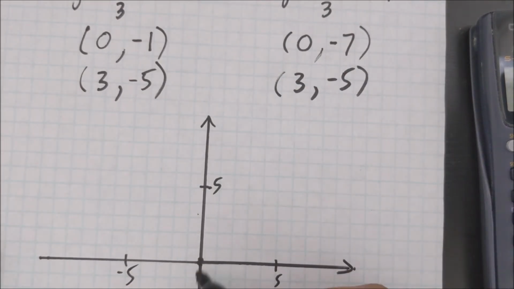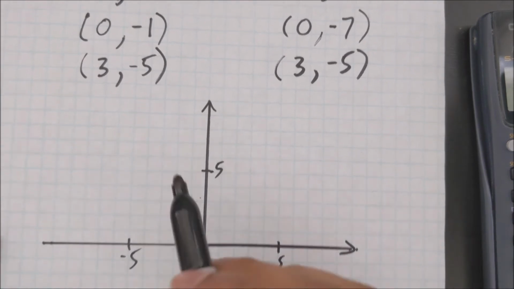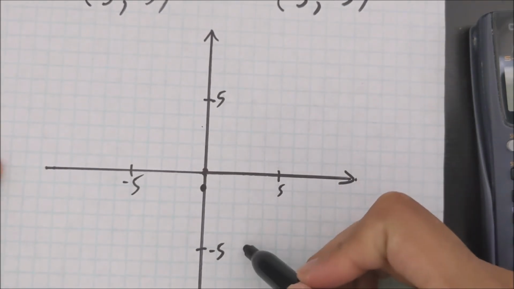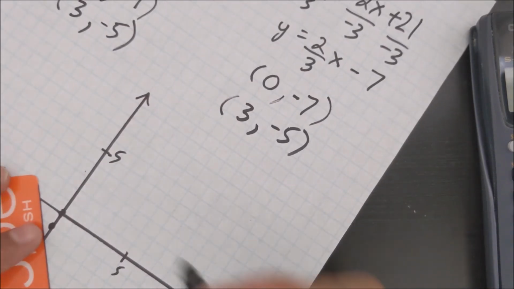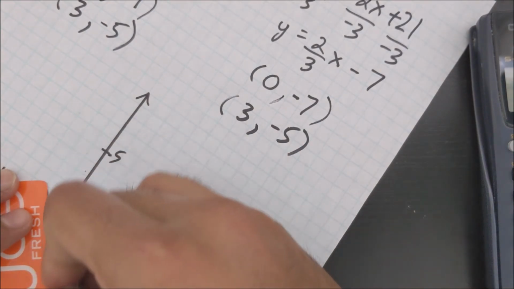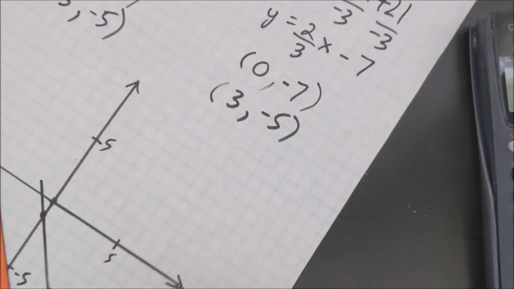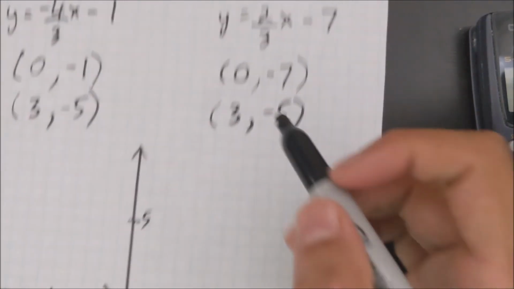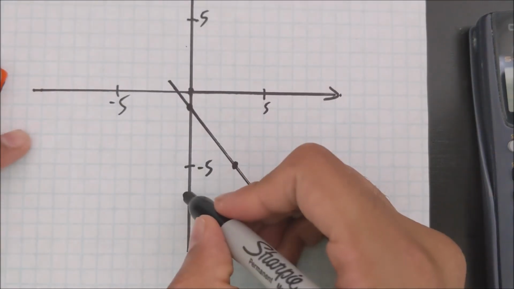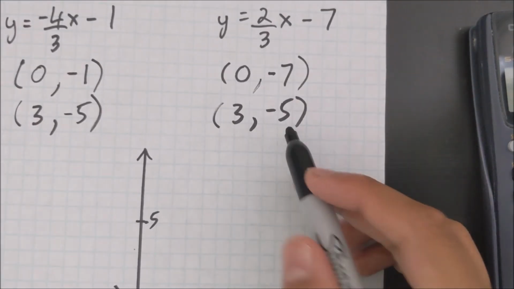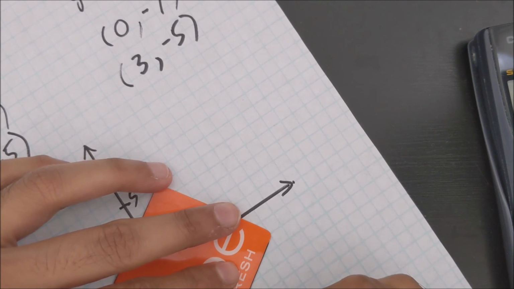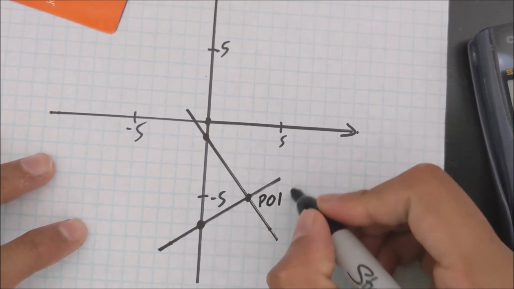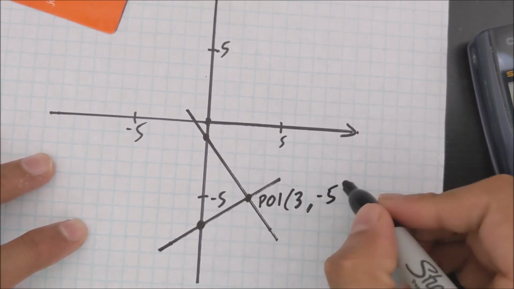So my first point is 0 and negative 1. That's right over there. My second point is 3 and negative 5, just down there. I'm going to draw a straight line through them. Then I'm going to plot the second set of points. So 0, negative 7 is down here. 3, negative 5 is that point right there. Basically, we know our point of intersection already. I'll draw that line. My POI is 3, negative 5.